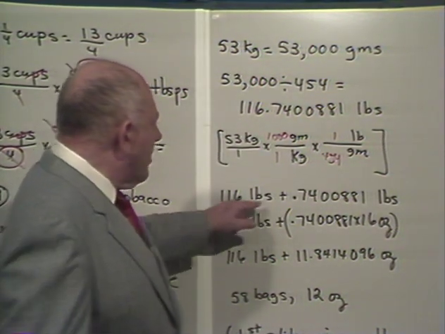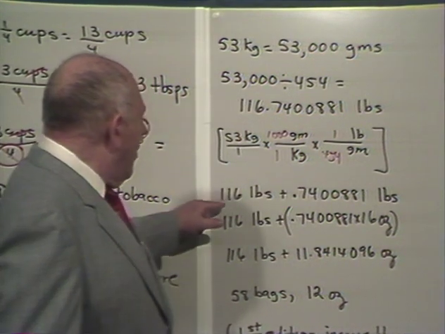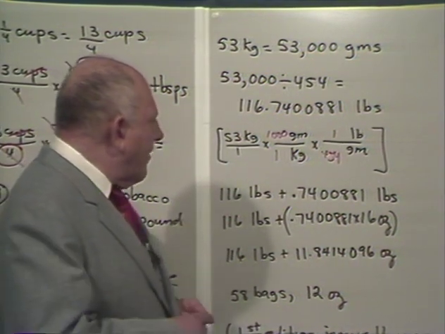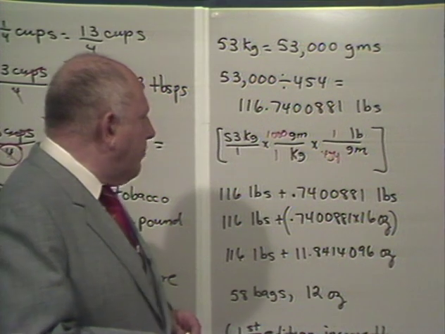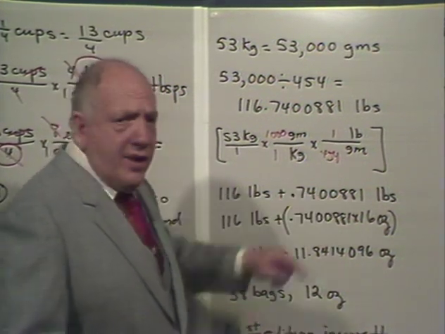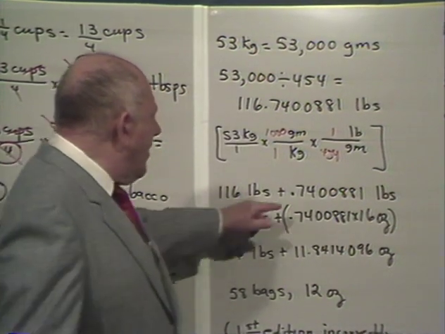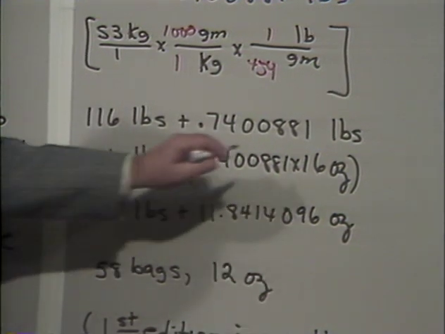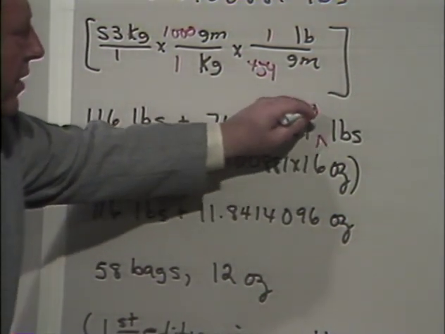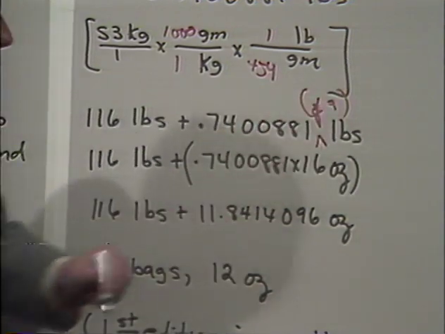And now, if I do this out on my calculator, I get 116.7400881 pounds. But I've elected to write it this way because I want to convert to ounces. And the way I do that is I recognize that when nothing appears over here, I can interject the words of a pound.